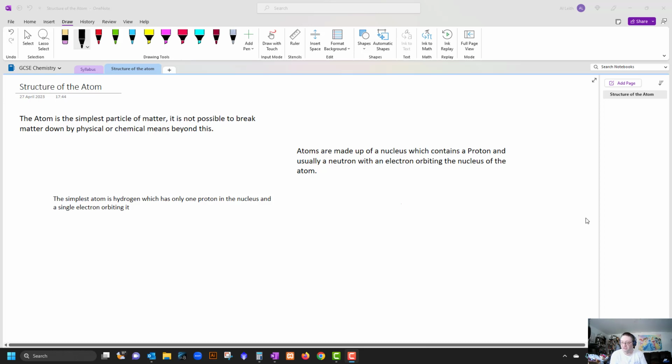That is to say, we can take a big block of gold, keep breaking it down and breaking it down, and eventually we will get down to a gold atom that we cannot break down any further. And if we did break it down, it would not be gold anymore. So that's essentially what the atom is.